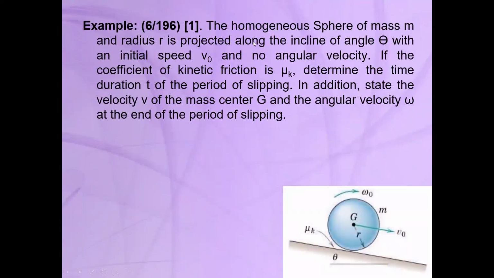We have a homogeneous sphere of mass m and radius r, which is projected along the incline of angle theta with an initial velocity v naught and no angular velocity. If the coefficient of kinetic friction is mu k, determine the time duration t of the period of slipping. In addition, state the velocity v of the mass center g and the angular velocity omega at the end of the period of slipping.